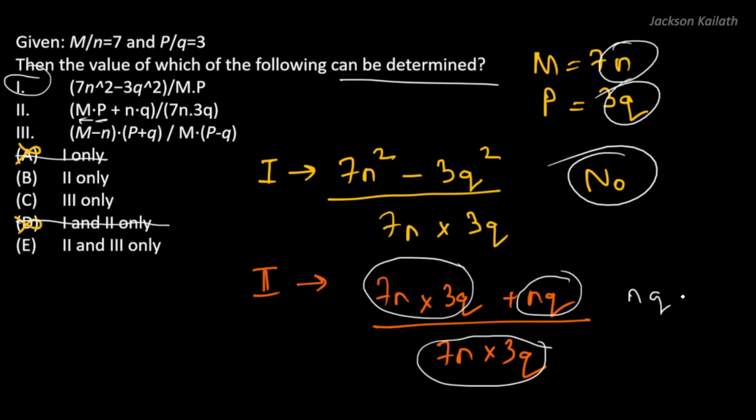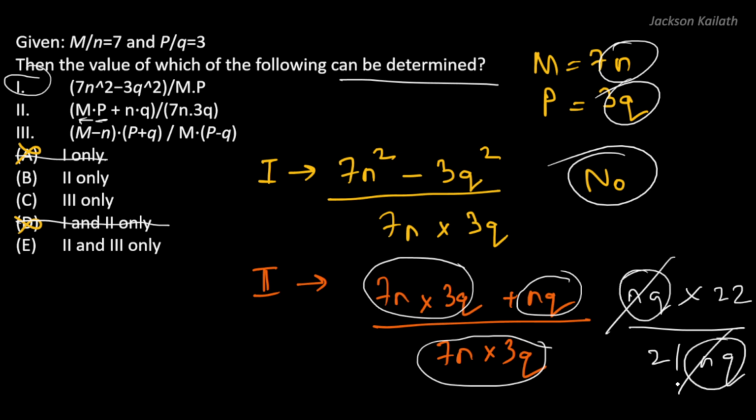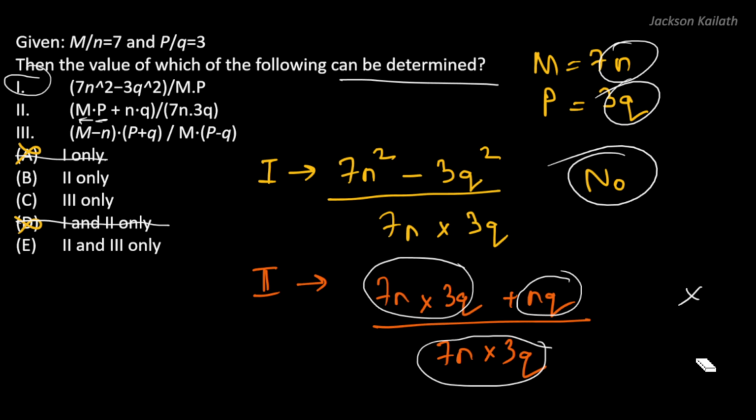So this becomes nq into 21 plus 1, so this is 22. So the numerator becomes 22 nq and the denominator is 21 nq, right? And these nq cancel out and you will be left with some value. Again, remember, the important thing is you don't need to calculate this. If you are quickly able to determine whether you can determine this expression or not, that's sufficient. So over here we are getting a yes.